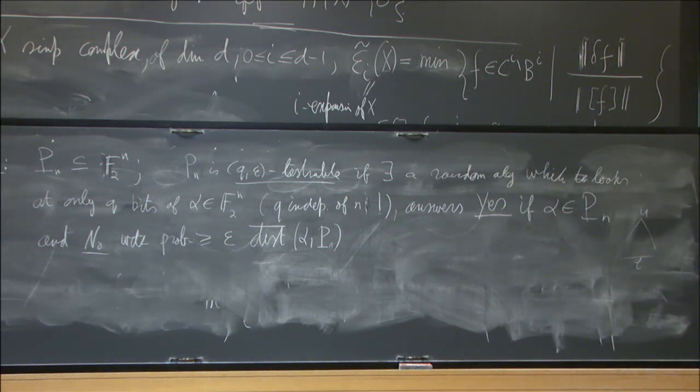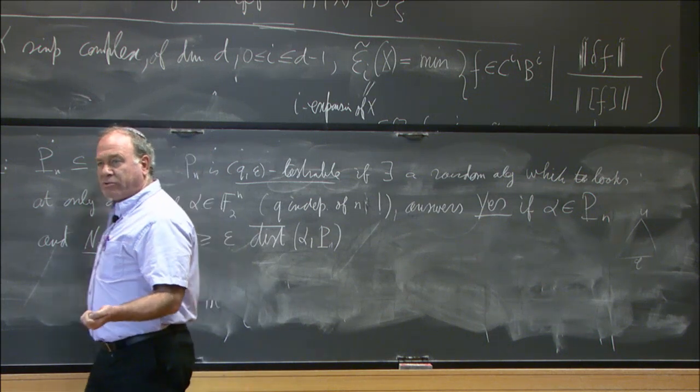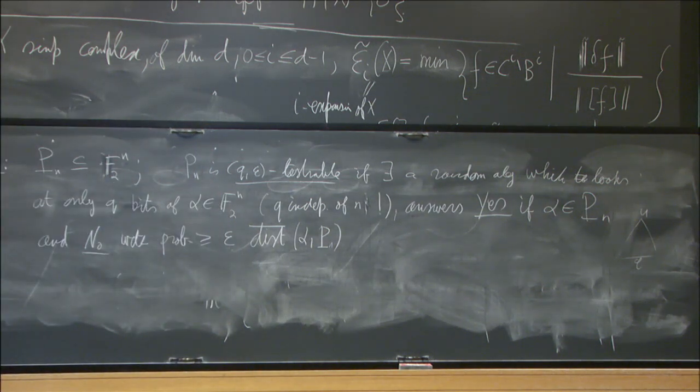So the most famous example, I think, which if I know started all this area, was the question: you take the set of all functions from F2 to the n to F2. So this is a vector space of dimension 2 to the n. And given a function, is it linear or not? So the test is you pick two vectors, x and y, and you check whether f of x plus y is equal to f of x plus f of y.